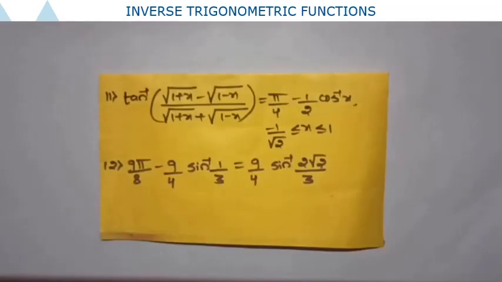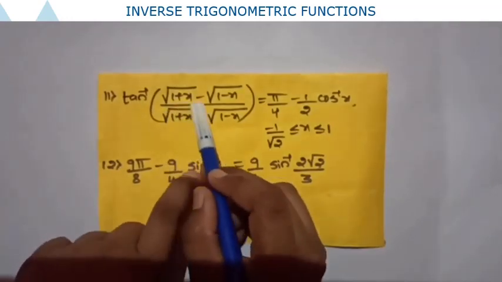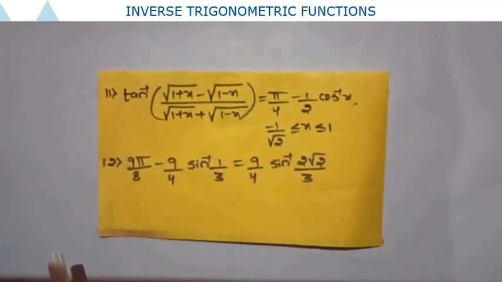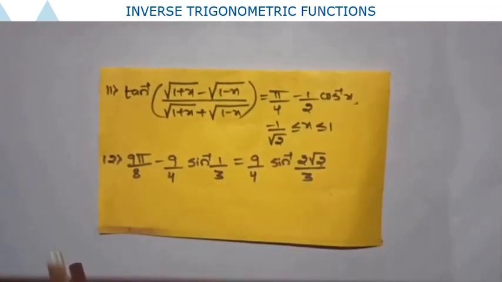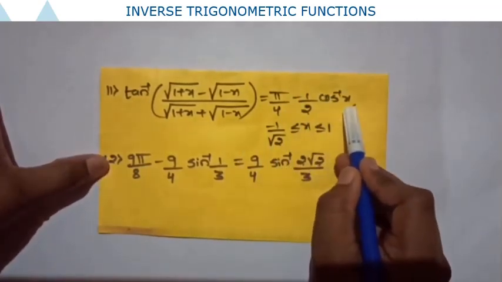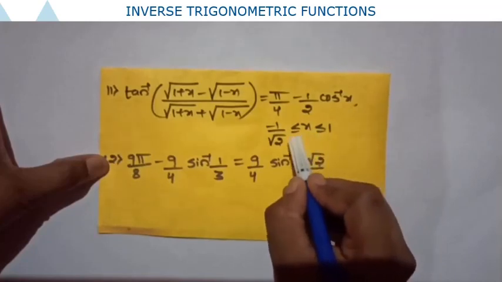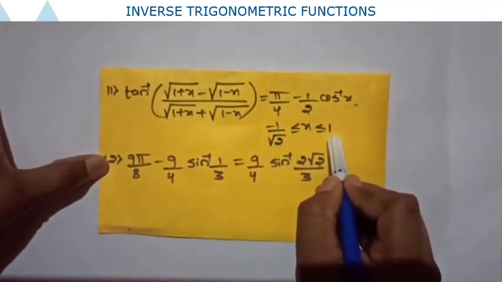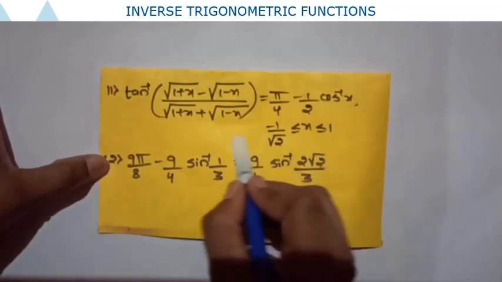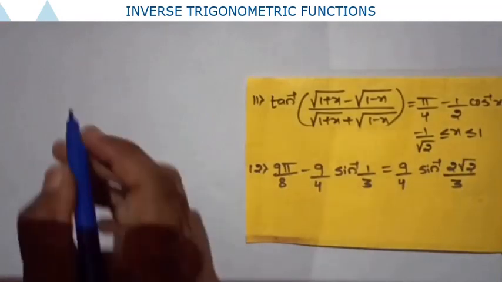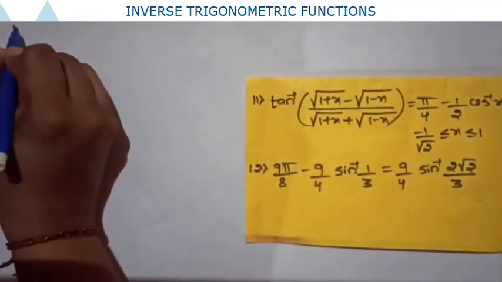Okay, let me consider now the 11th example. Prove that tan inverse of (root of 1 plus x minus root of 1 minus x) whole divided by (root of 1 plus x plus root of 1 minus x) is equal to pi/4 minus 1/2 cos inverse x, with the condition x greater than or equal to minus 1/root 2 and less than or equal to 1. Okay, so to prove this one I am considering the LHS side.